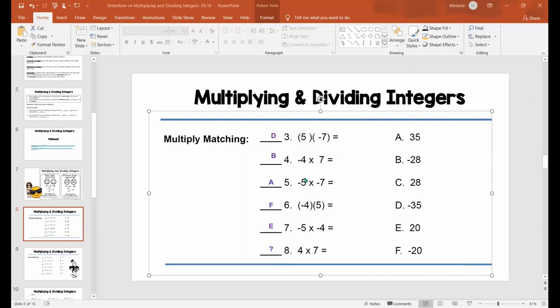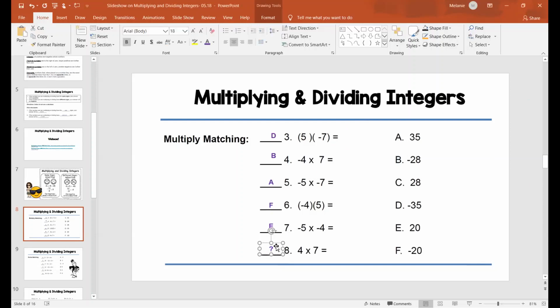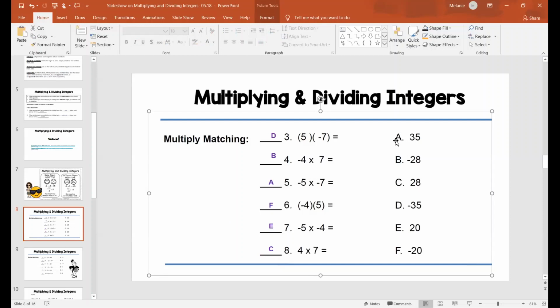So I love teaching this part. I love teaching those types of things. And then obviously 4 times 7 is positive 28. They threw that one in there just so that it wouldn't be process of elimination, right?